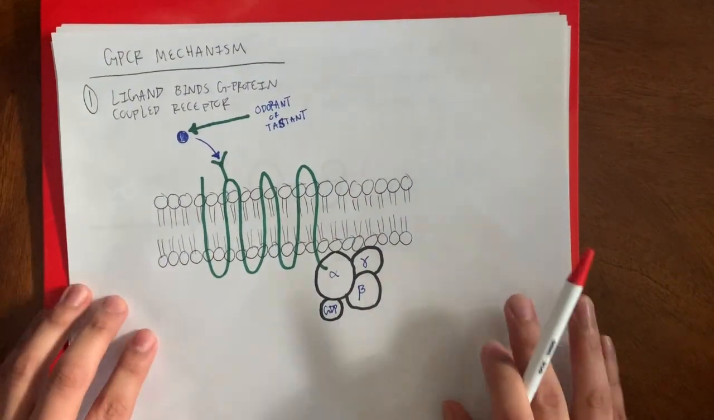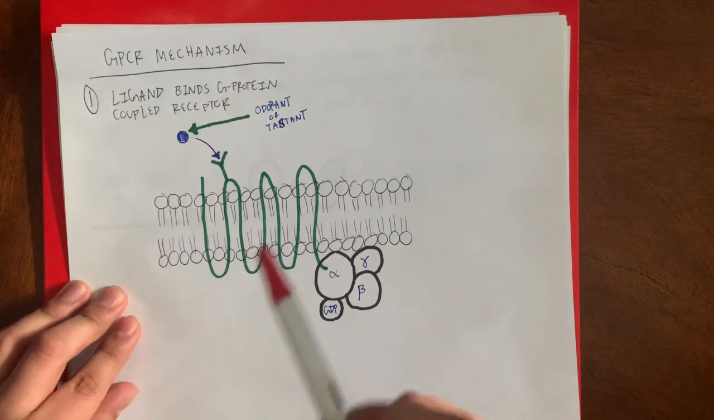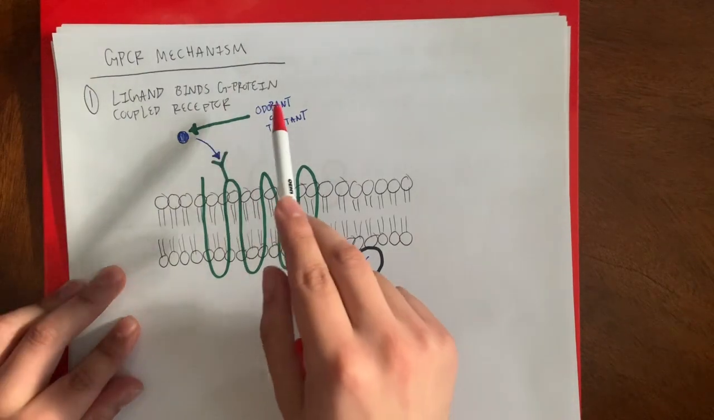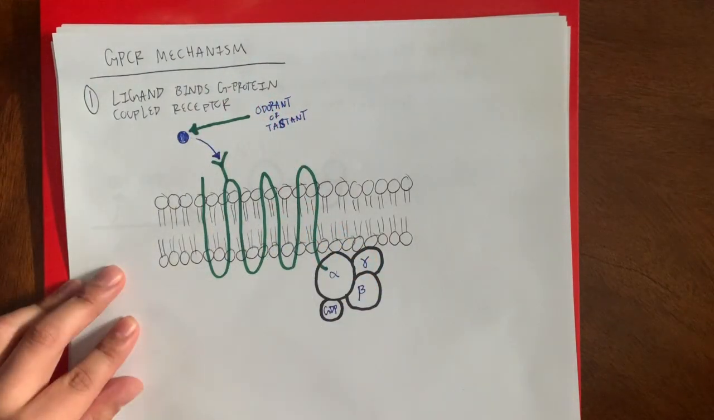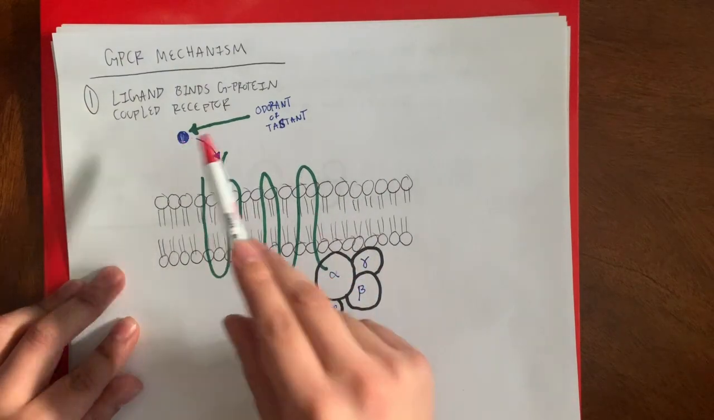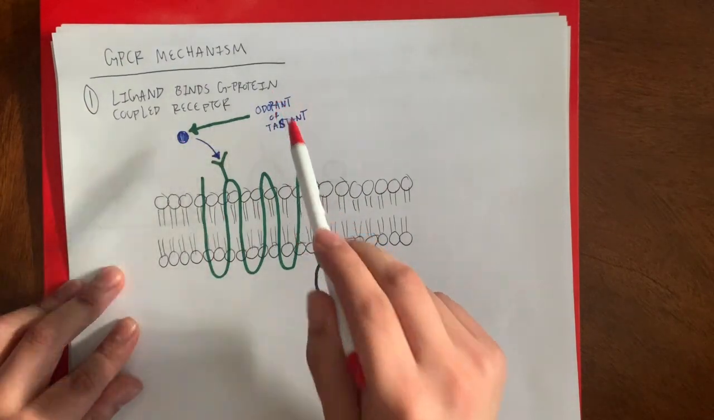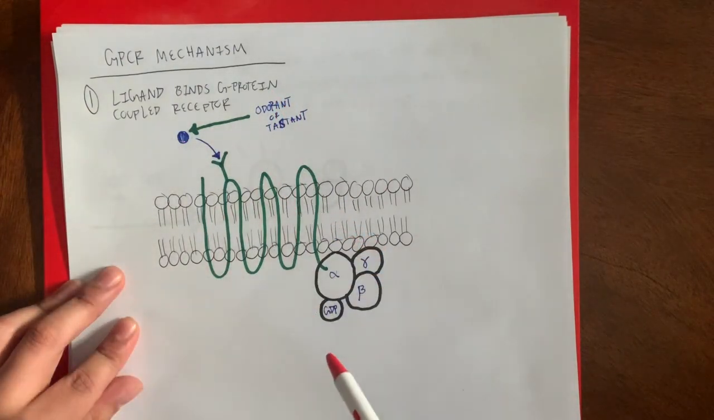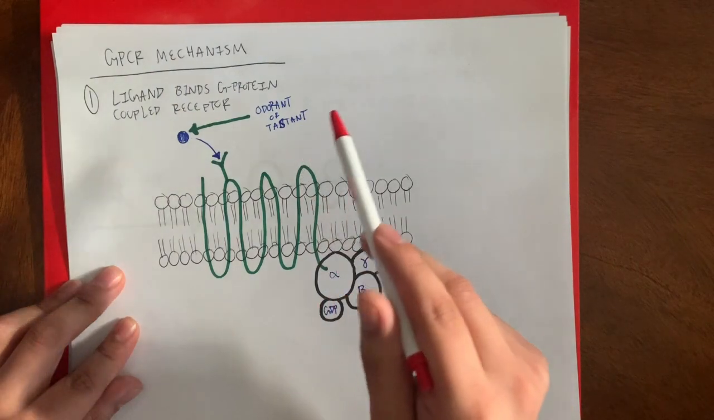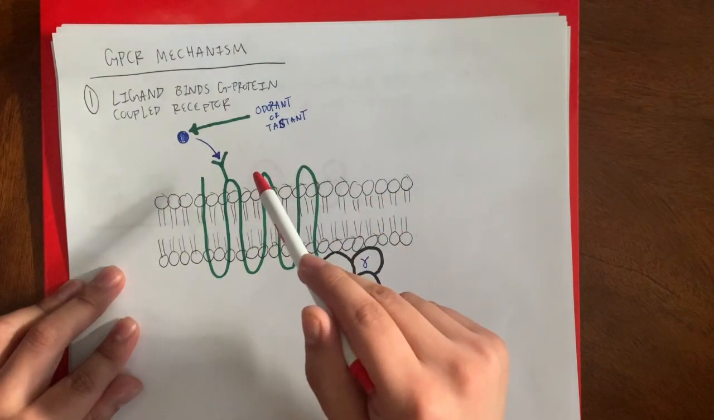Now to begin with the general mechanism. In step 1, the ligand binds to the G protein coupled receptor. In this case, the ligand will be either an odorant or a tastant. But also, light can bind to the receptor.